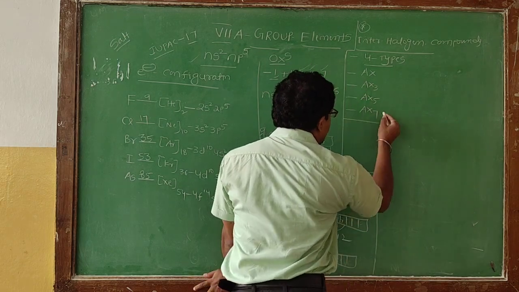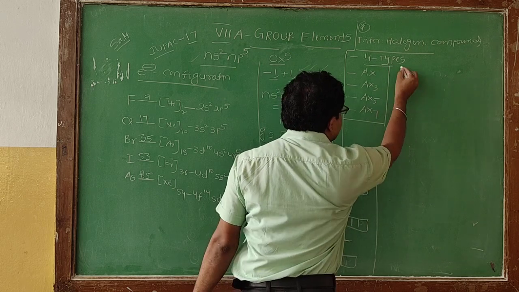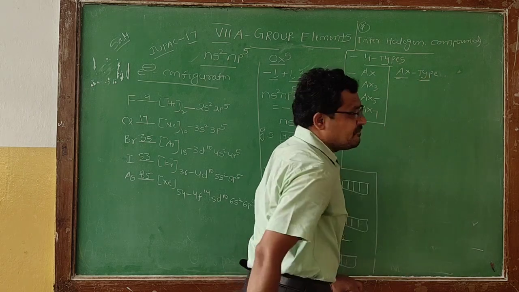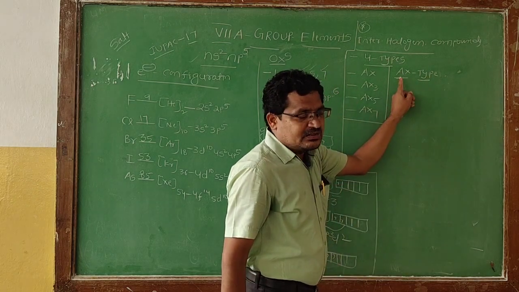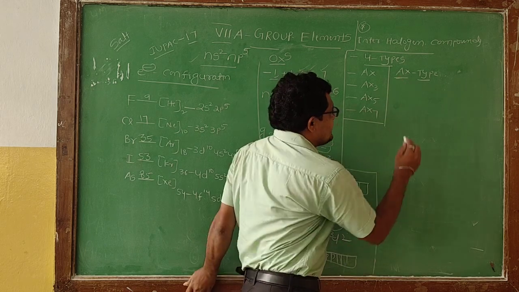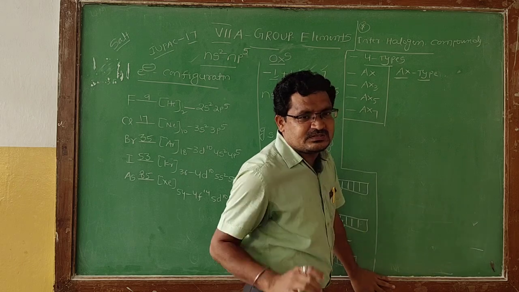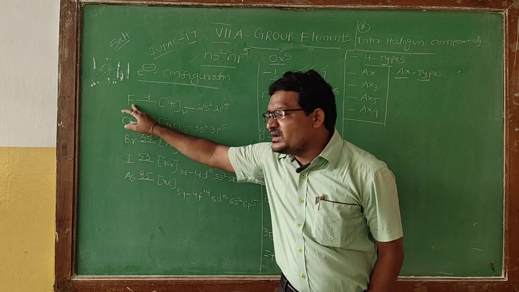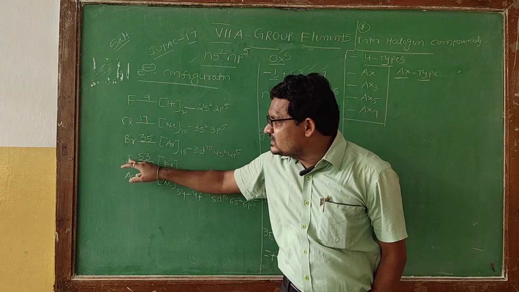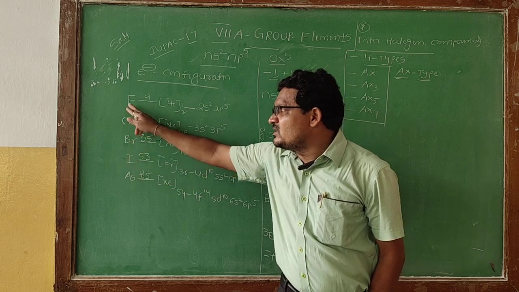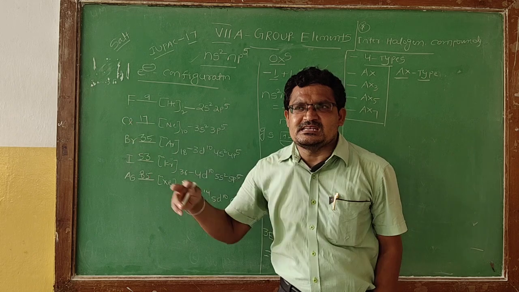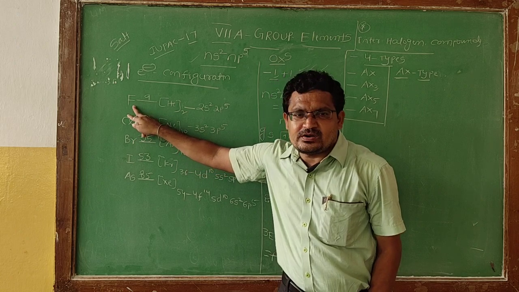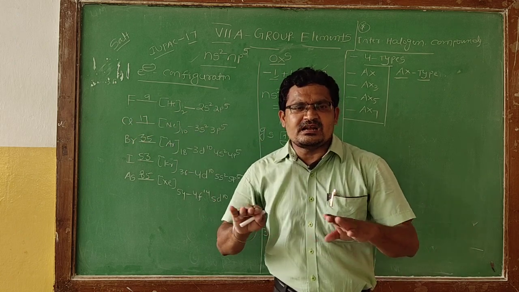Now let us discuss the AX type. Here A is the central metal. Fluorine cannot form the central atom; the other elements, chlorine, bromine, and iodine, can form the central atom. Why? Because fluorine has a small size and high electronegativity, that's why fluorine cannot form the central atom.